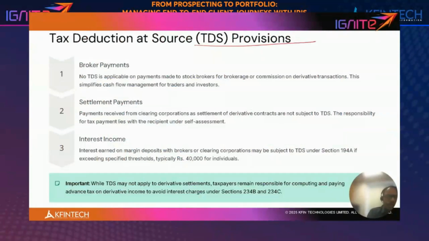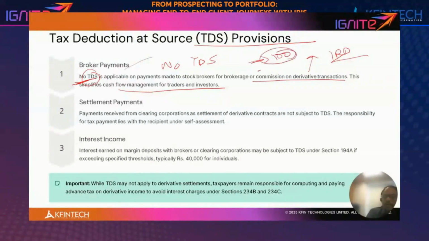TDS provisions in derivatives: broker payments, no TDS is applicable. Now these parts are important from an exam perspective. No TDS for brokers for derivative transactions in IRD. This simplifies cash flow management for traders and investors. Why? Because if you have paid 100 rupees, your final settlement amount is also 100 rupees. There is no TDS deducted. Easier to manage and settle.